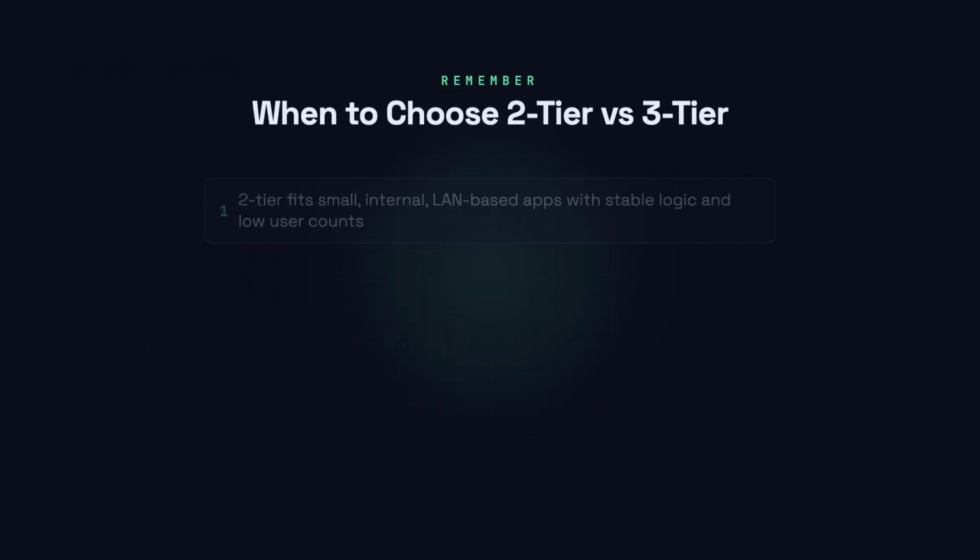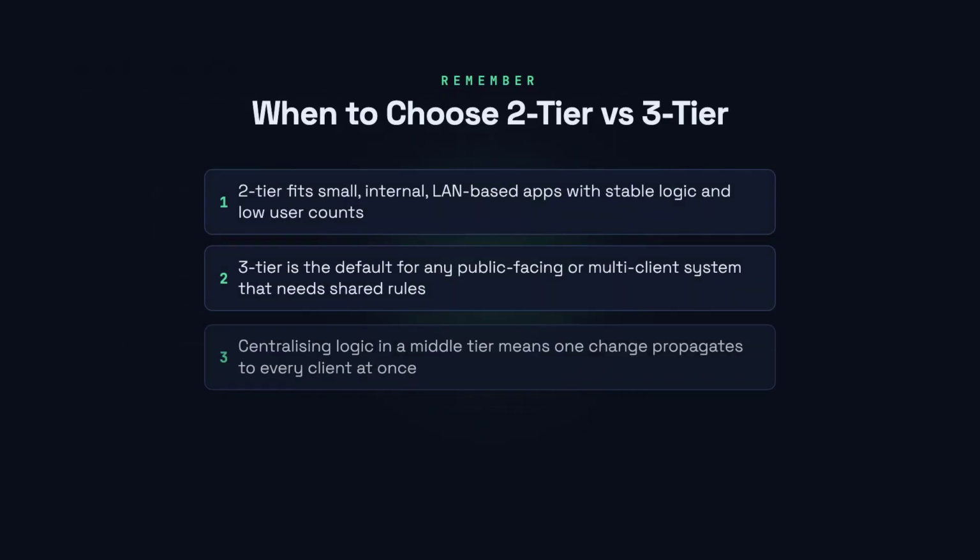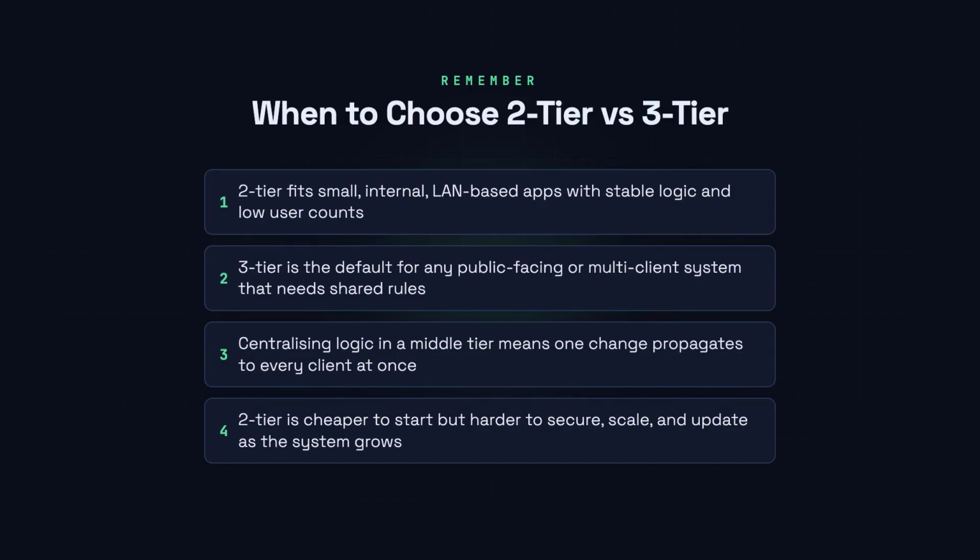To recap, two-tier is a valid and lean choice for small, controlled environments where simplicity outweighs everything else. Three-tier is the right default the moment you face many concurrent users, open network access, or business rules that will need to change independently of your clients. The cost of adding that middle tier is real, but so is the cost of retrofitting it later when your two-tier system can no longer keep up.